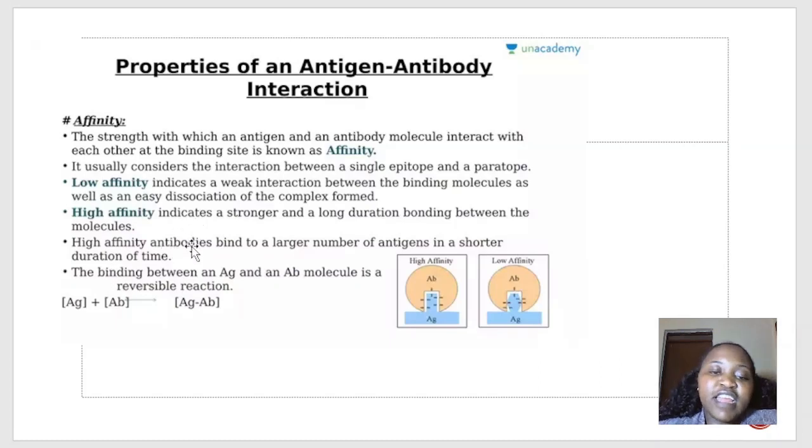So high affinity antibodies bind to a larger number of antigens in a shorter duration of time because they are able to attract them quickly. The binding between antigen and antibody molecule, we already said, is a reversible reaction. That's why the antigen-antibody complex can be reversed.